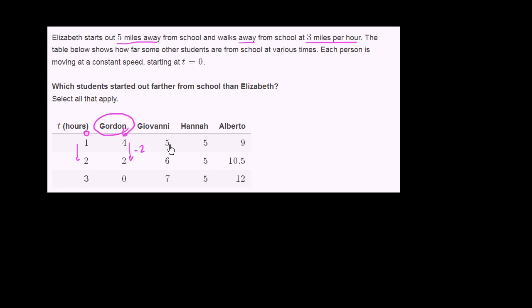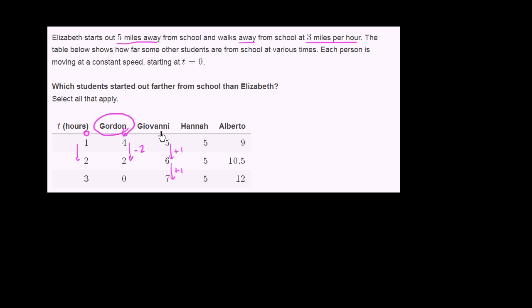Now let's think about Giovanni. At time 1, or at 1 hour, he's 5 miles away from school. After 2 hours, he's 6 miles away. So he's getting further from school. So this is a +1. And then after another hour, he is 7 miles away. So every hour that goes by, he's a mile further. He's going 1 mile an hour away from school.